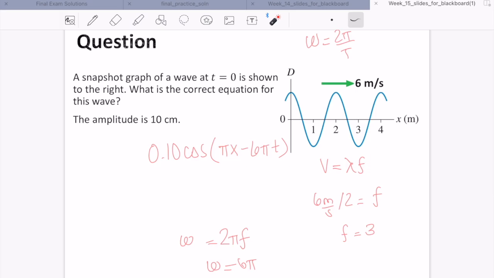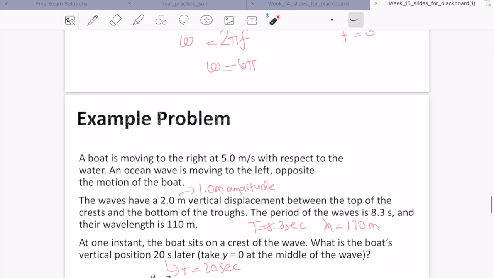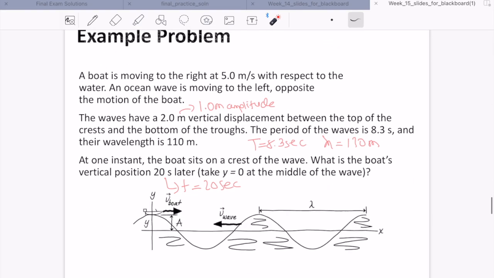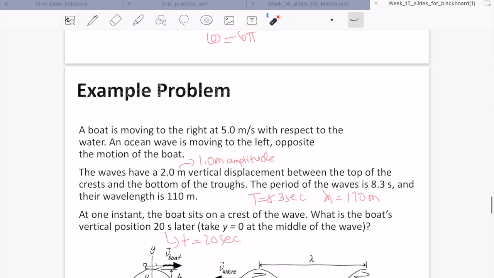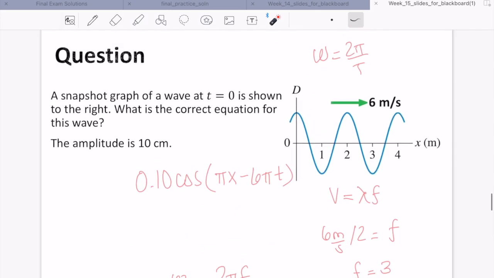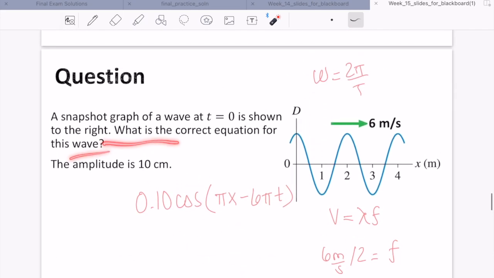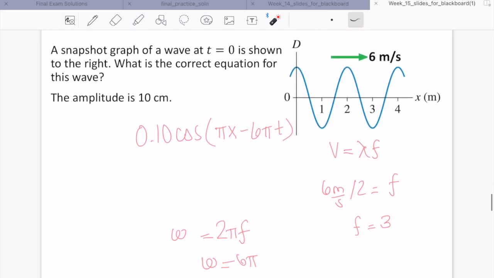Make sense? They didn't ask us to plug anything in. They just told us to write the equation. So yeah, just setting up the equation.